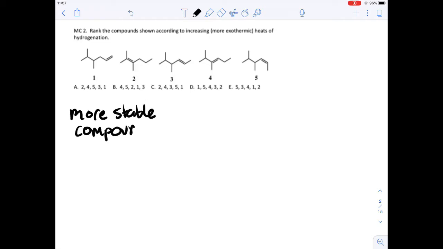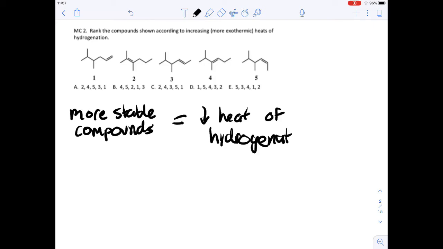compounds have, I'm going to write an equal sign, equals lower heat of hydrogenation. I can't spell. Okay. So with that in mind, they're asking us to do it in an increasing manner. So they want the highest heats of hydrogenation at the end and the lowest heats of hydrogenation at the beginning.